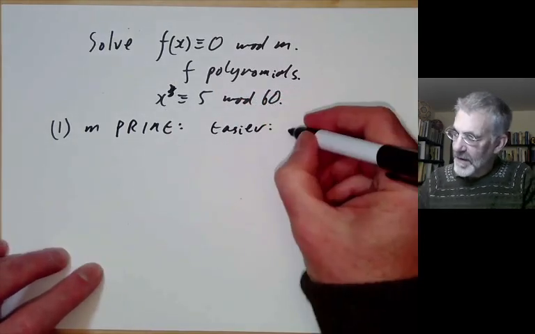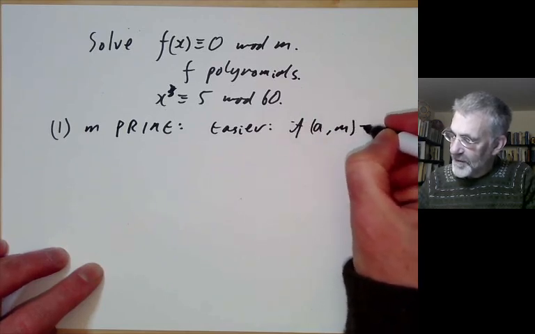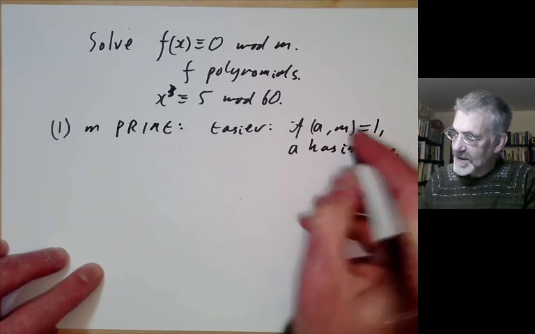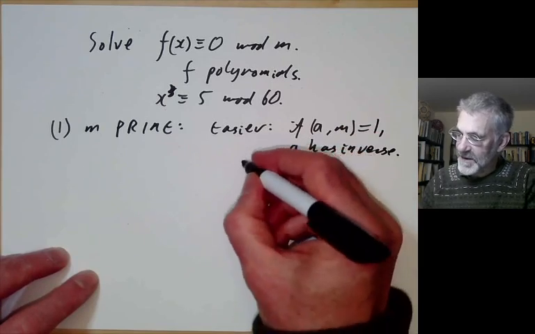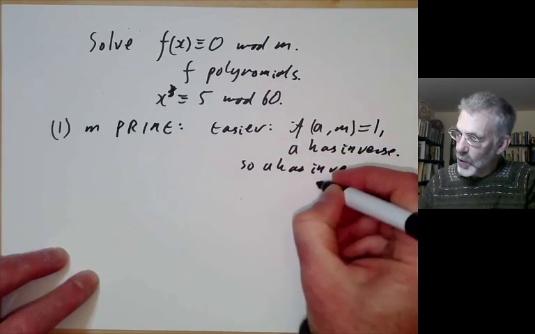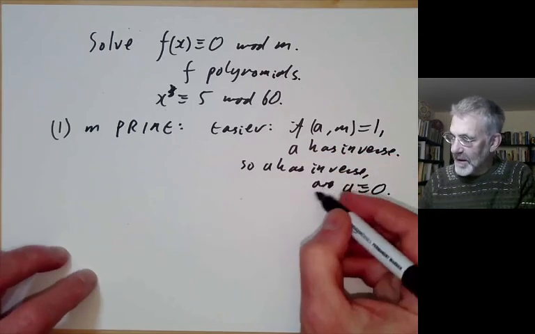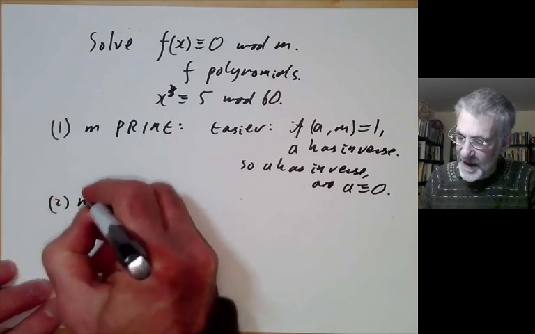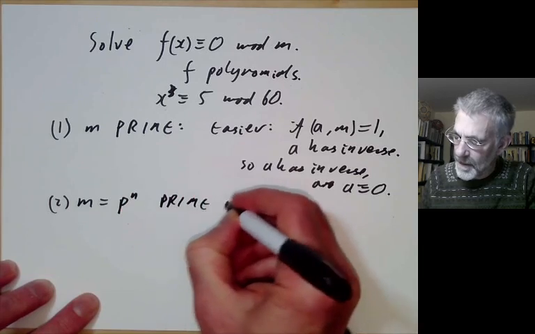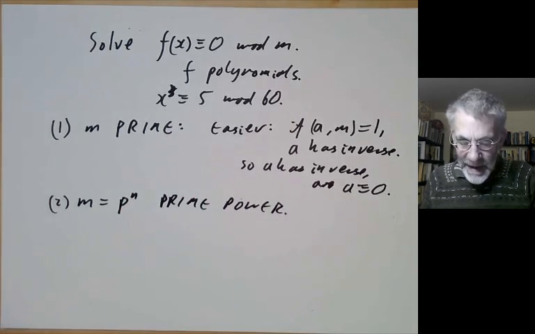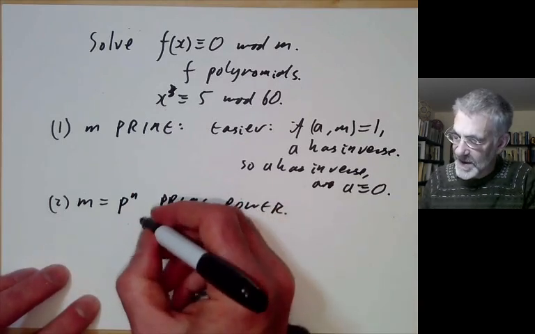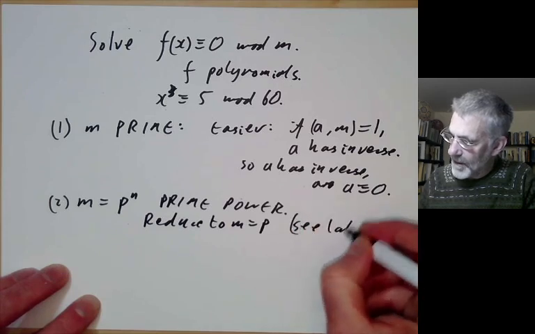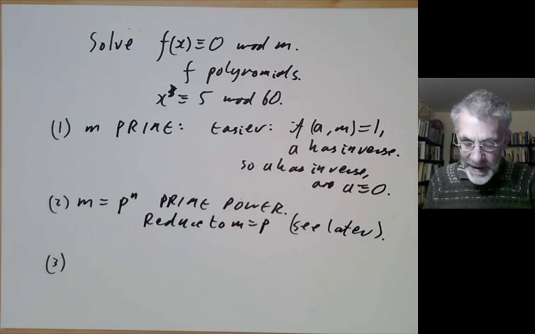This is because if the greatest common divisor of a and m equals 1, then a has an inverse. And since m is prime, this means that either a has an inverse or a is congruent to 0. And this makes things a lot easier because most elements have inverses. The second case is m equals p to the n, a prime power. And what we will see is that this can be reduced to the case m equals p. We will be discussing this in a later lecture.